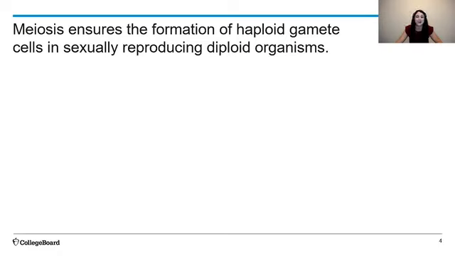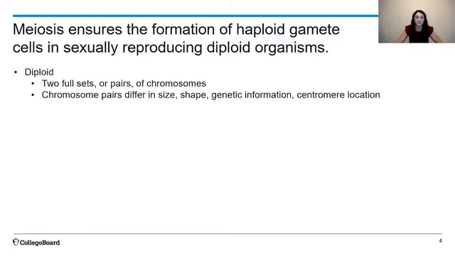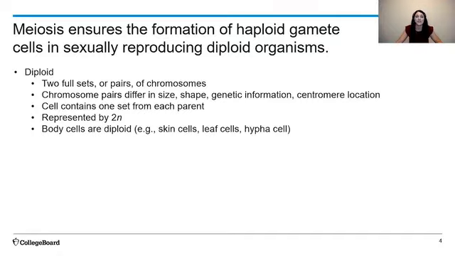So we need to know what diploid and haploid are. Diploid means that there's two full sets or pairs of chromosomes in the cell. Those chromosome pairs can differ in size, shape, genetic information, and their centromere location. This diploid cell contains two sets because it has one set from each parent, and it's represented by the symbol 2N. Examples of diploid cells are body cells, like skin cells in you, or leaf cells in a plant, or hypha cells in a fungus.